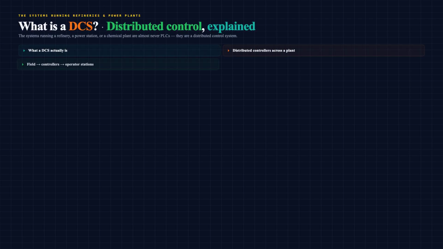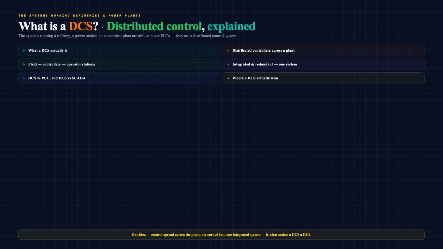The systems running a refinery, a power station, or a chemical plant are almost never PLCs. They're a DCS, a distributed control system. And if you have only ever worked with PLCs, a DCS can feel like a black box, a whole different world with its own vocabulary. It is not. The idea behind it is simple.